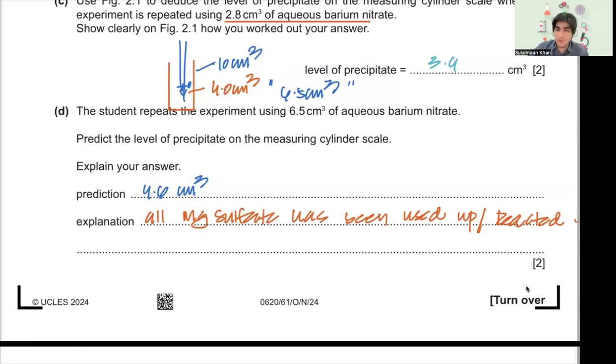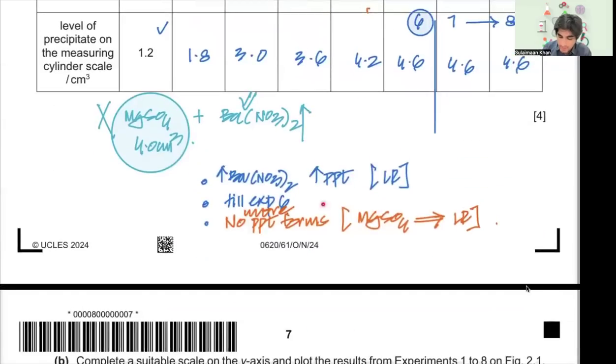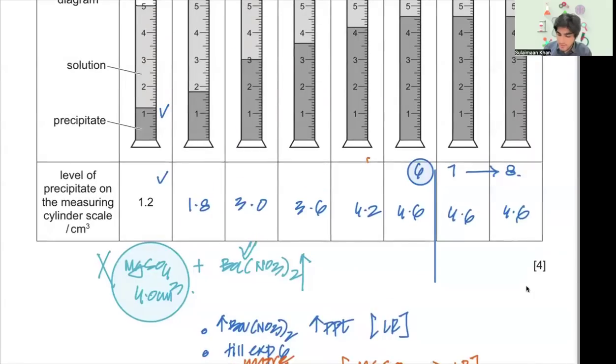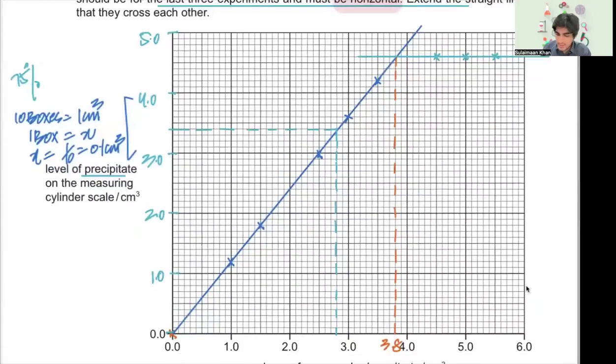Sir, why 4.6? Oh my God, it's 4.6 because realize that magnesium sulfate, this is what we said at the start, you guys are forgetting. Magnesium sulfate got used up here. Even though you were adding barium nitrate, there was no change. See, there's a straight line. No more barium sulfate is forming, because the magnesium sulfate was being used up.